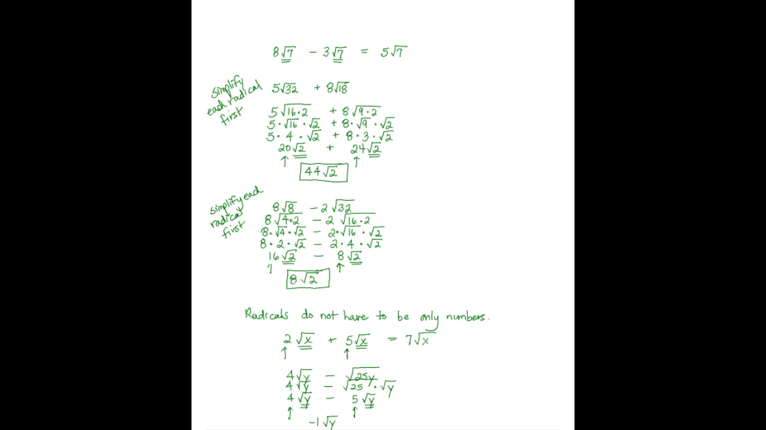Let's try this example. 3 square root of 50 plus the square root of 72 plus the square root of 27. Notice that the numbers under the square root symbols are not alike. So let's start again by simplifying each radical first.